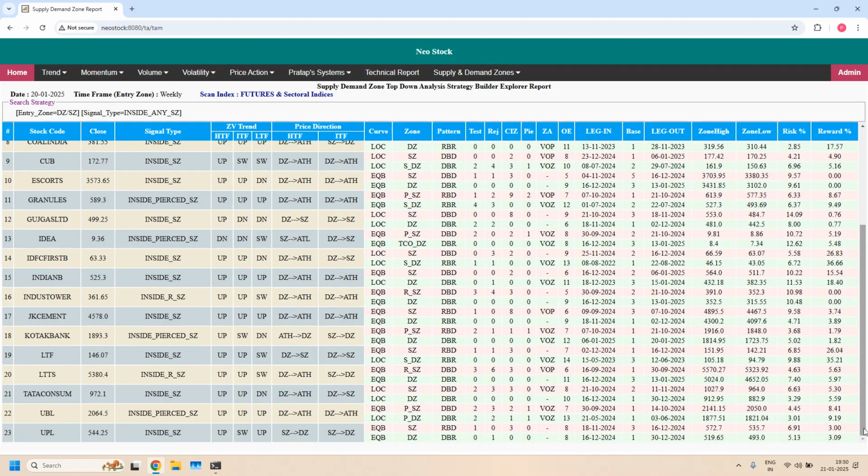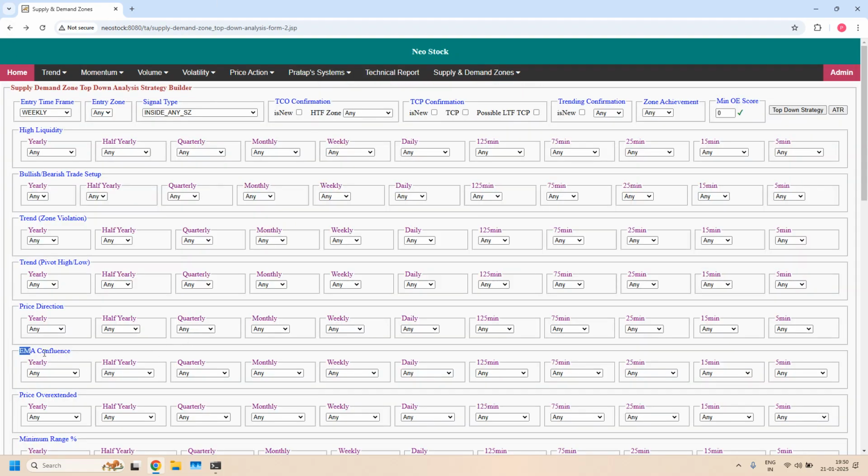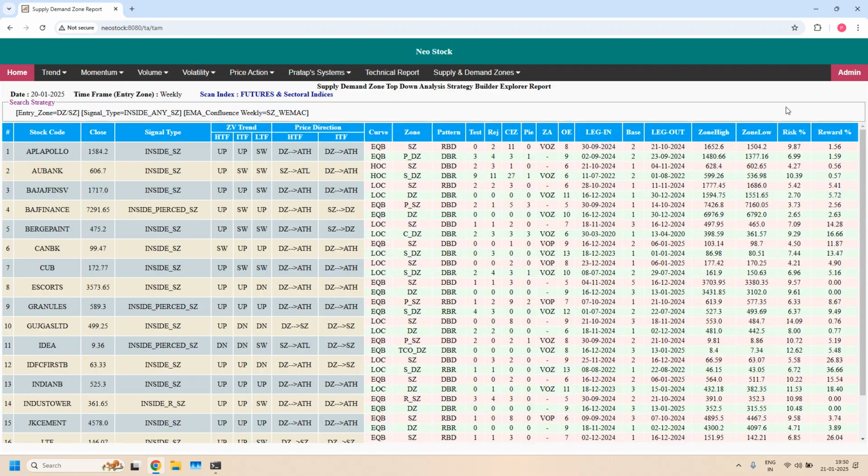Out of these 23 stocks, how many of these weekly supply zones are having weekly EMA confluence? Let us filter. In the EMA confluence weekly time frame, I am setting the filter: weekly supply zone having weekly EMA confluence. So now the list has come down to 18 stocks. So first 15 stocks in the list.